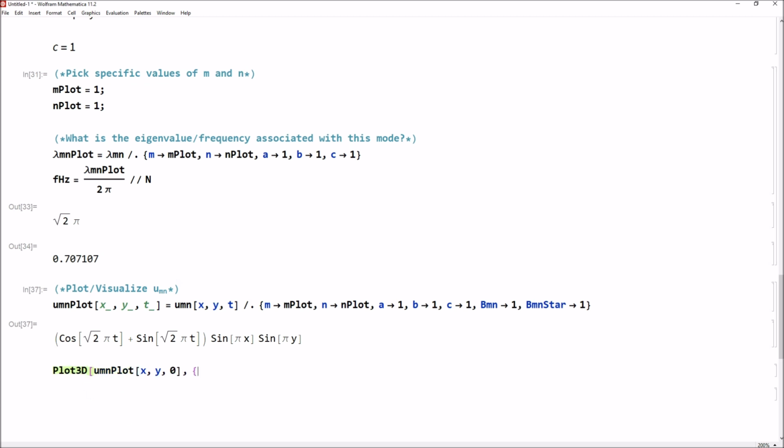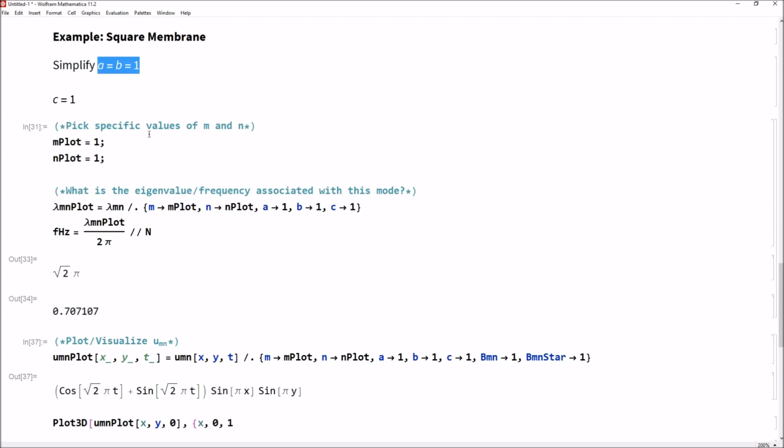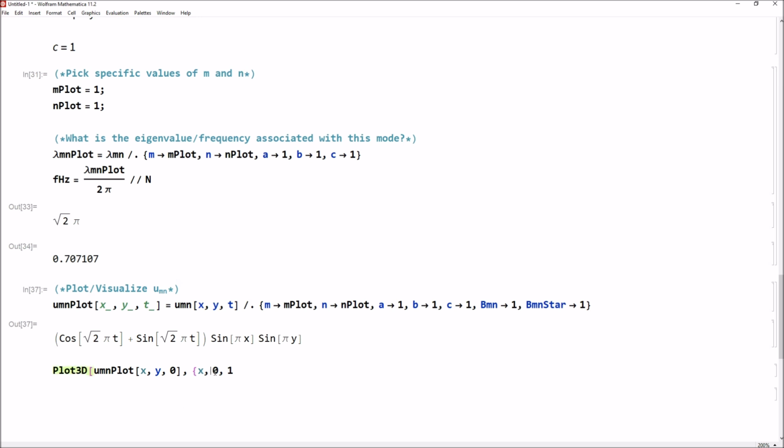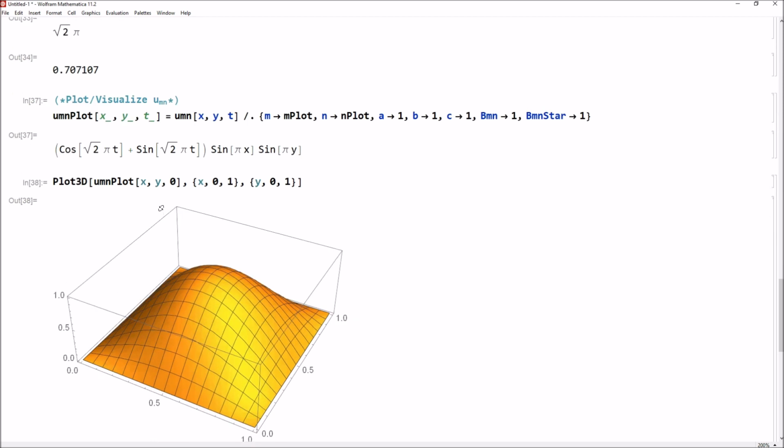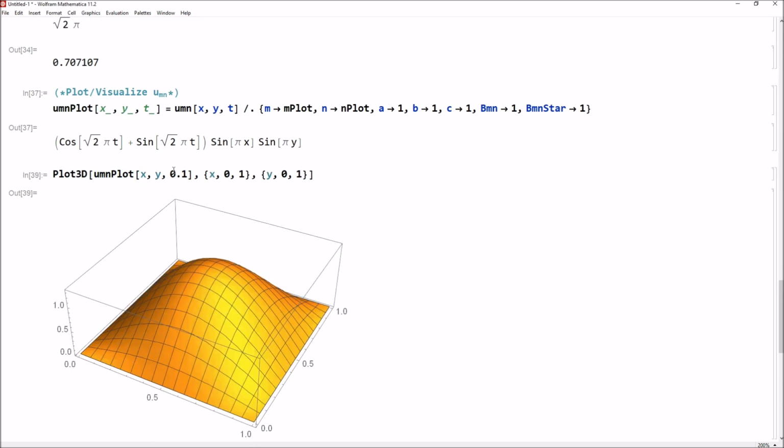And maybe let's make x run from, how about 0 to 1? Actually, that's what we should be doing, because we said this is a square plate where we assume that a is equal to b is equal to 1. So it's 1 meter. Let's just make it go from 0 to 1, and we'll make y also go over the range of the plate. There we go. So here is our thing at time equals 0.1 seconds, a little bit later.